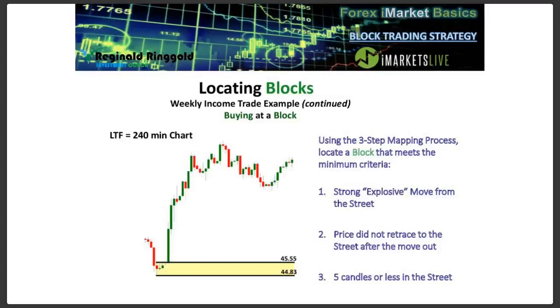And you've got to make sure it did not retrace back to the street after the move out. Then you need to make sure that it's got the least amount of candlesticks as possible. Five candlesticks or less. If you've got too many candlesticks at that base, then it doesn't become an institutional bid block. It becomes a support area, and therefore I won't be looking to enter off of it. I'll probably be looking at it as maybe a target. Okay? Now, moving on.